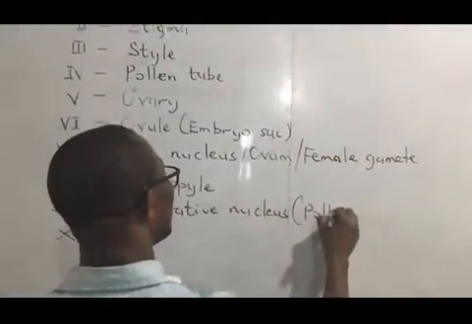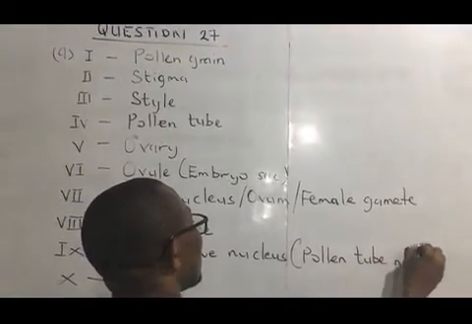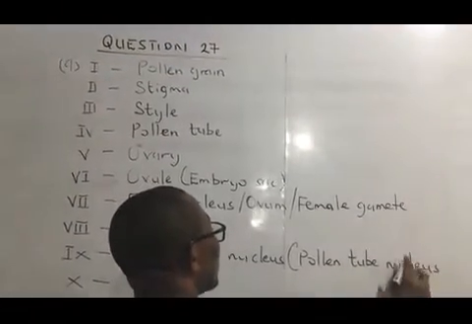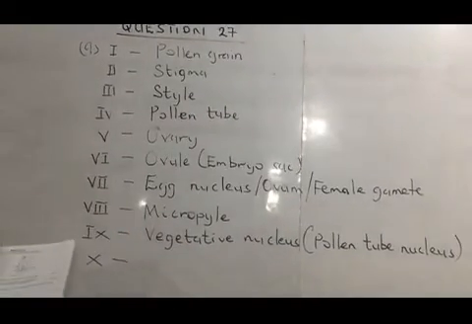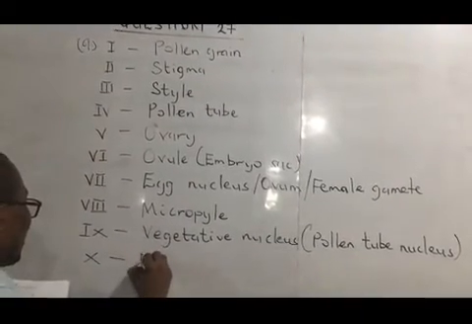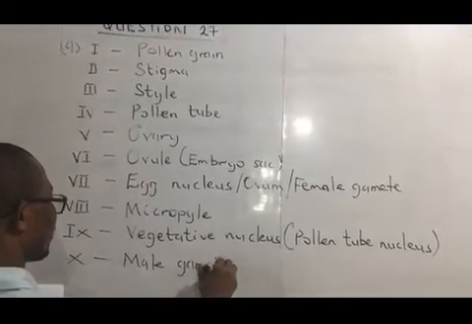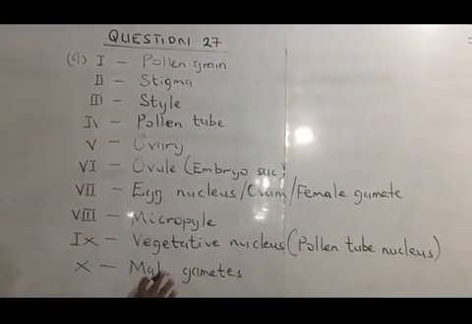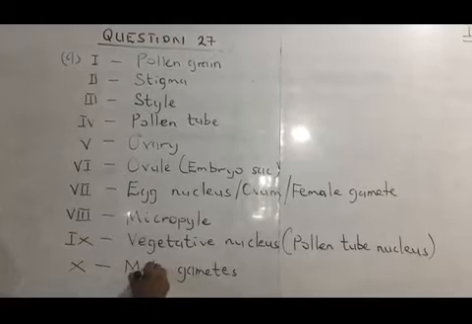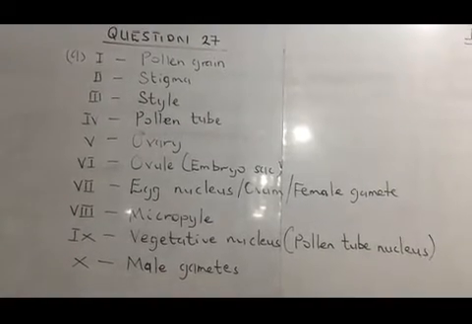Or it's a pollen tube nucleus. And then the last one, X, is the male gamete. So those are the labeled parts.